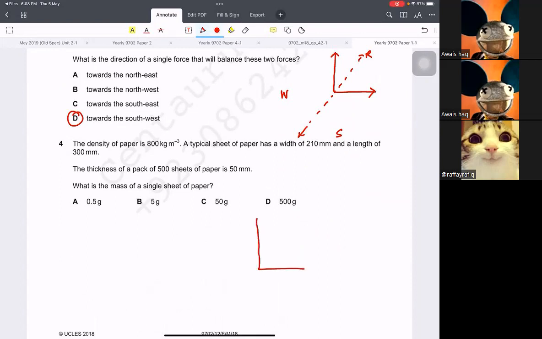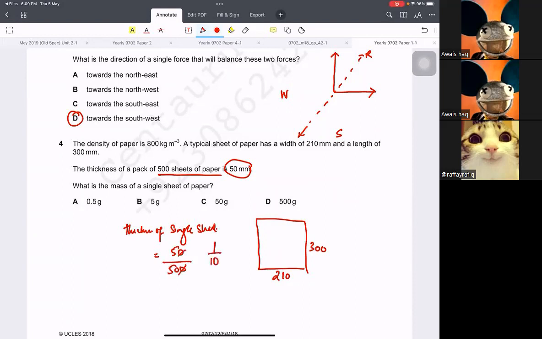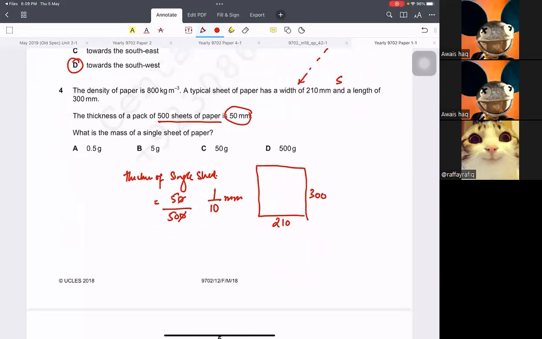So we have a sheet of paper, 210, 300. Density. Thickness of 500 is this. So what is the mass of a single sheet? So the thickness of a single sheet would be 50 divided by 500, 1 upon 10, right? Millimeter. So the volume is going to be 0.1 times 10 raised to power minus 3, because we want to convert it into meters, okay?